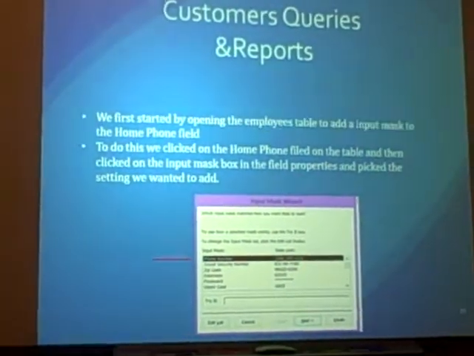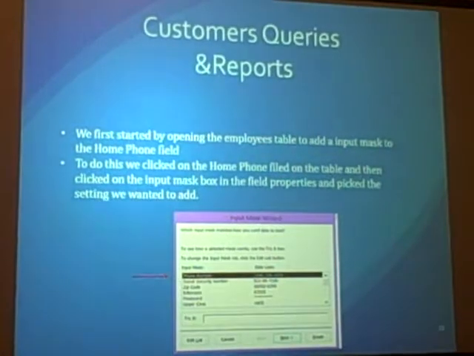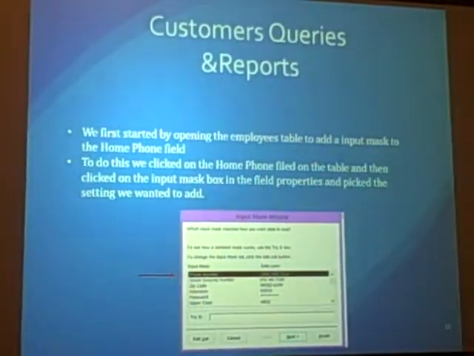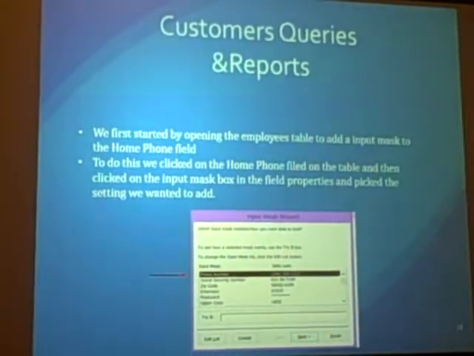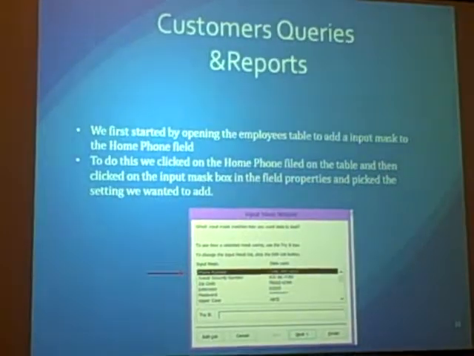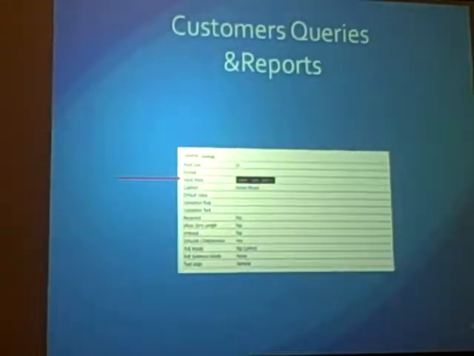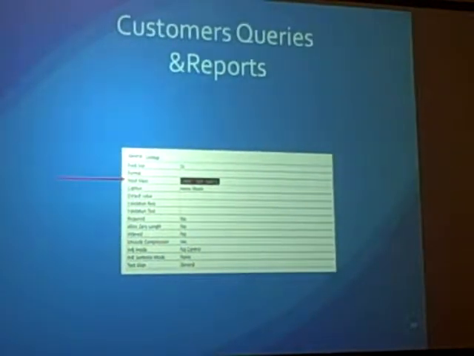We first started by opening the employees table to add an input mask to the home phone field. To do this, we had to click the home phone field on the table and click the input mask box in the field properties and pick the settings that we wanted to add, which is right here. That was the input mask being entered.